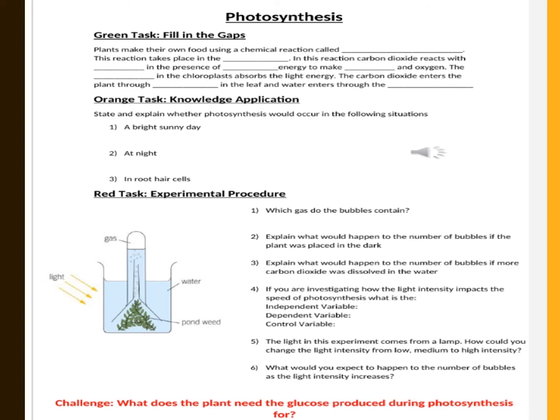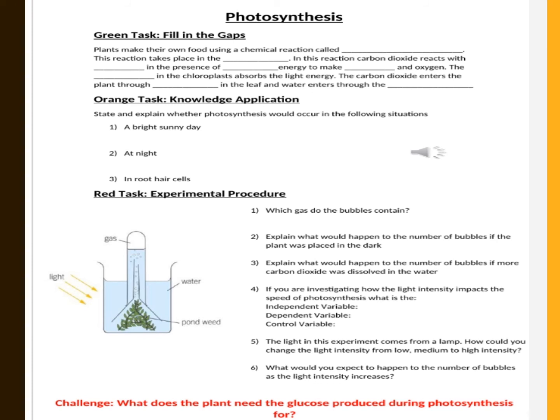Then the next is orange task, knowledge application. State and explain whether photosynthesis would occur in the following situation. The situations are a bright sunny day, at night, in root hair cells. Okay, explain these situations.